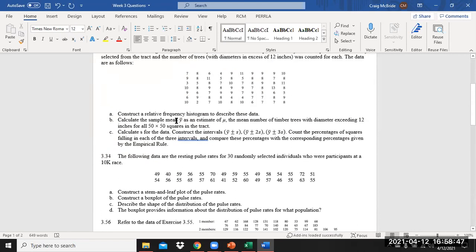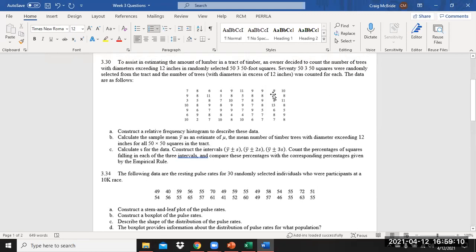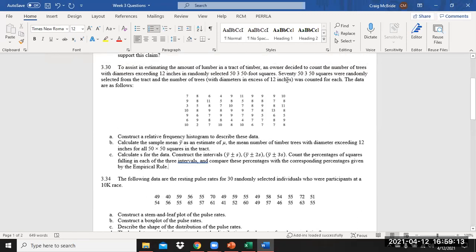So after you calculate the mean and the standard deviation for your data, you can calculate these 3 intervals. Then you go back and count up how many data values are in each of those intervals, and figure out what that is as a percentage. This is a total of 70, I think. It's supposed to be 50 by 50, not 53. 70 squares were randomly selected, so here's 70 pieces of data.